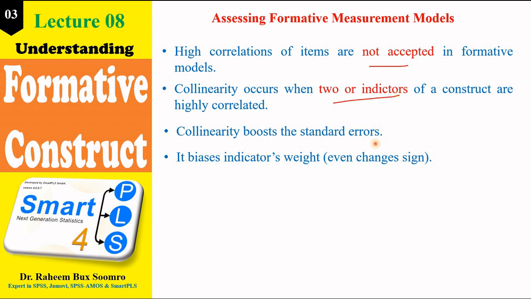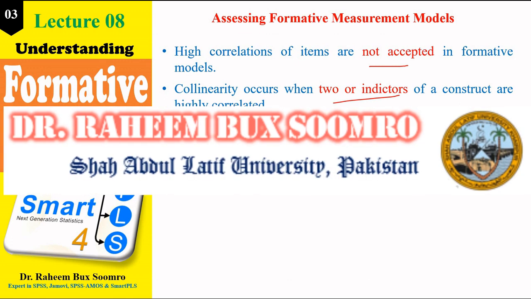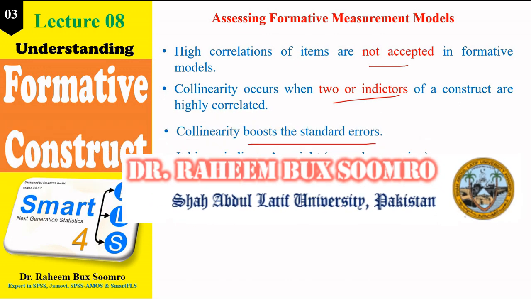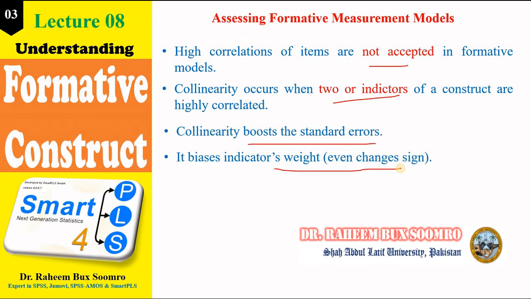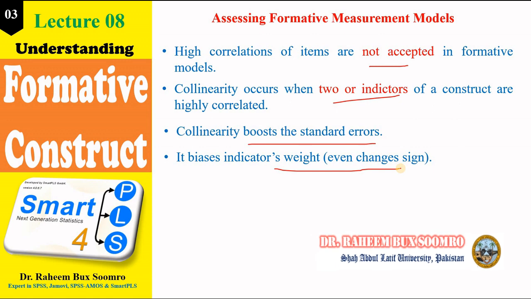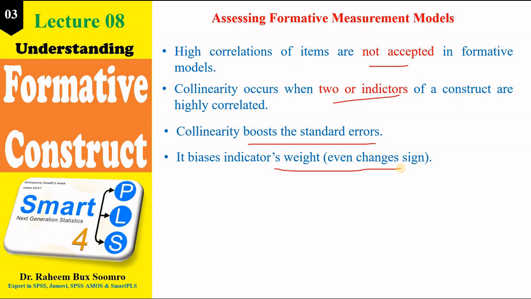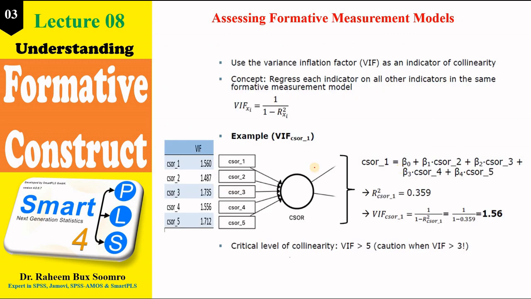Collinearity boosts the outer error, and that's why it biases indicator weights and can even change the sign. Because of this, the signs may be changed. So that's why the formative measurement model is very important. Now, use the variance inflation factor as an indicator of the collinearity.